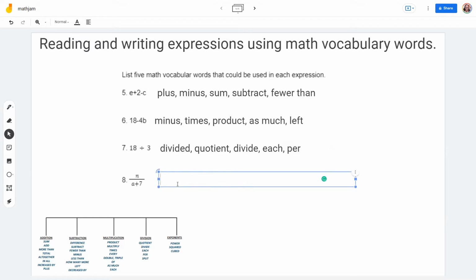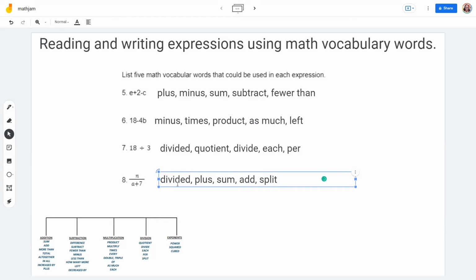Okay, looks like we've just got one more here. This one says n divided by a plus 7. So we've already got divided, and then we've got a plus 7. What's another word that we could use for addition? We could say sum or add. And let's find another one for division. We could say split. Okay, so there's our 5.